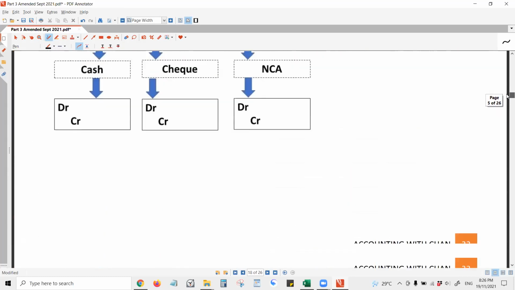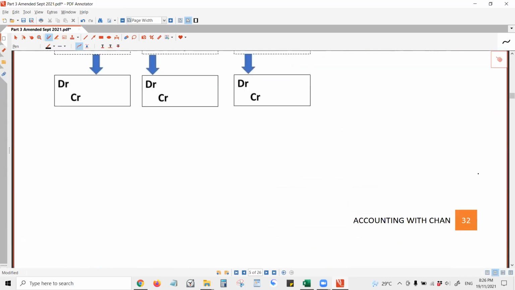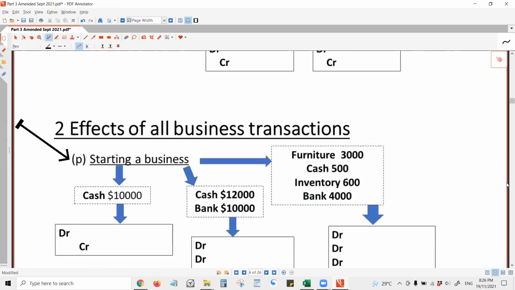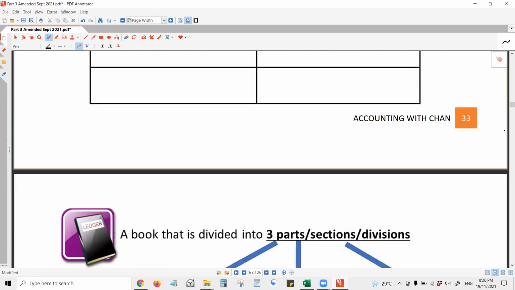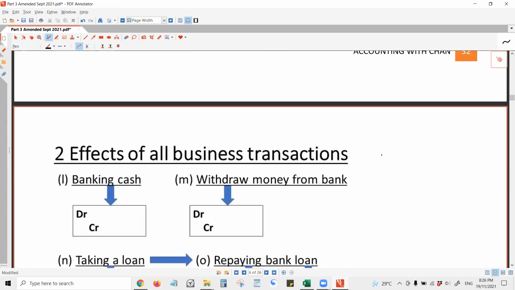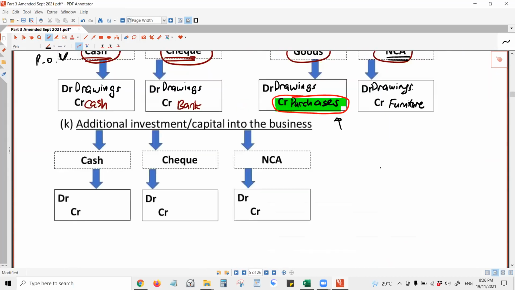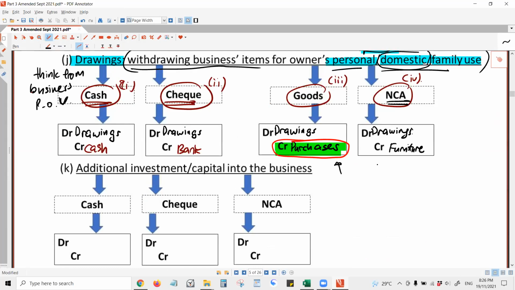Go to page number 32. We have a few more transactions to go through, and then we go to the questions again. So that's how I conduct the lessons for all the topics. Look at the notes, then look at the questions, look at the notes, then look at the questions, and yeah, we keep repeating the process.